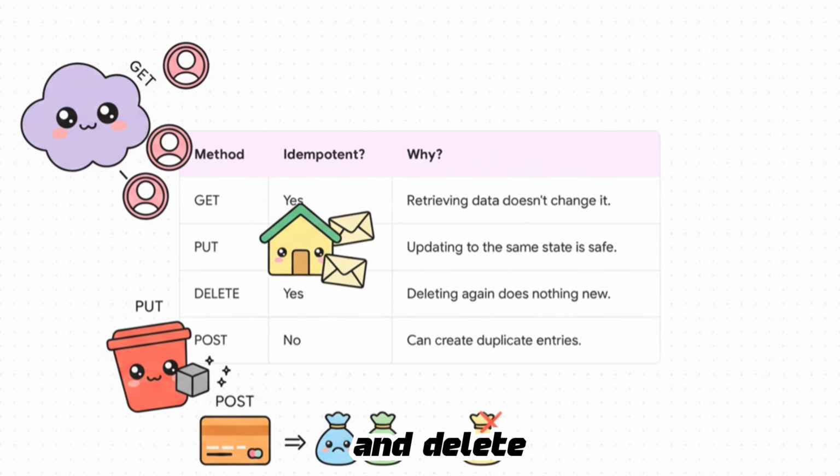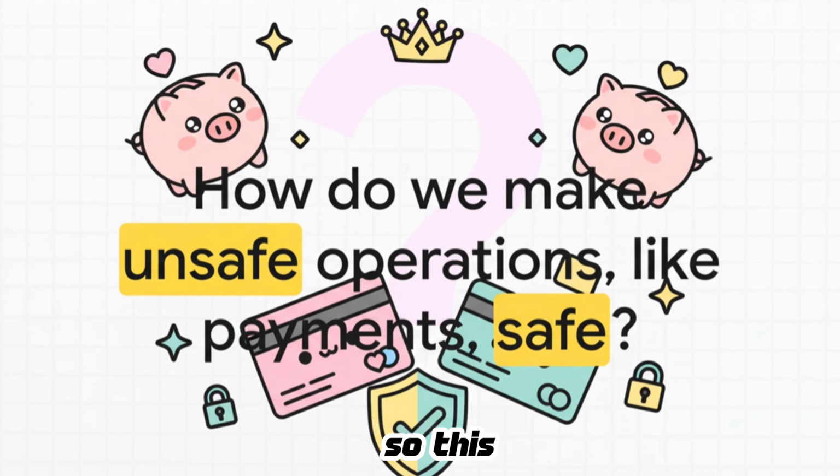It's safe. And DELETE, well, the first time you call it, the thing gets deleted. Every time after that, nothing happens. It's already gone. But then there's POST. A POST request is usually for creating something totally new, like a payment. It is not idempotent. Every single time you send that request, you're running the risk of creating a brand new thing. So this leads us to the big question, doesn't it?